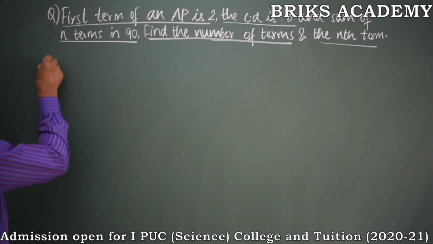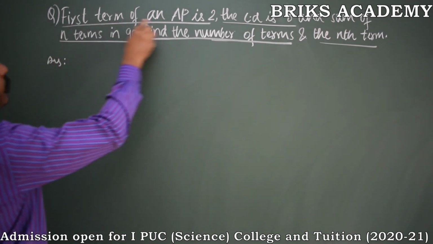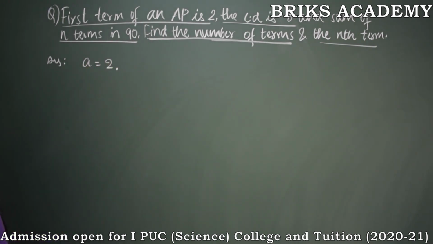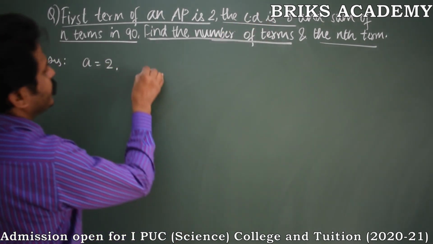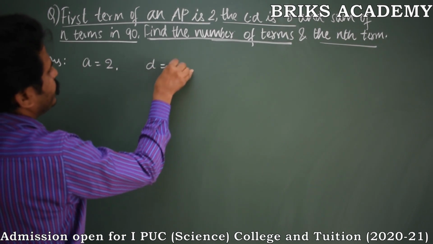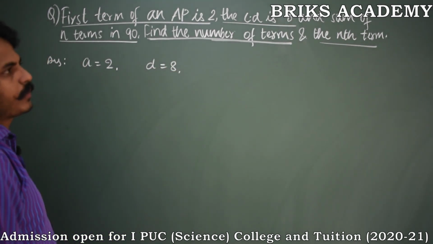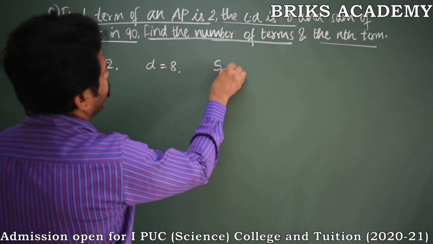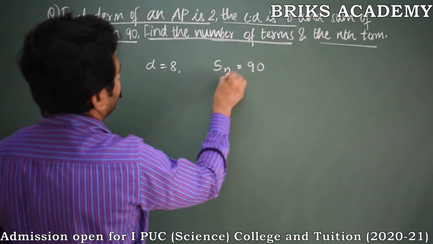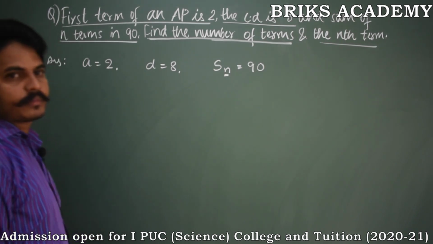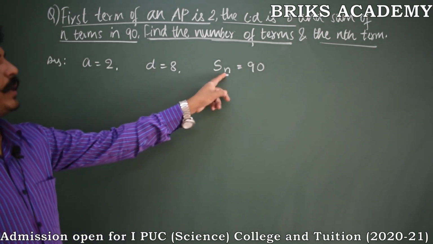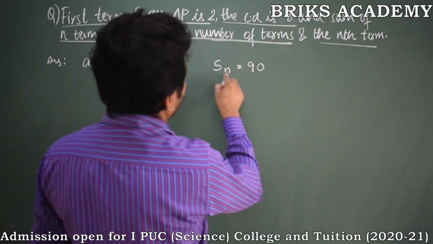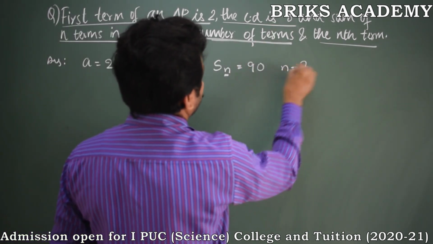First collect the data, whatever they have given. The first term of an AP is 2, that is a is 2. The common difference is 8, that is d is 8. The sum of n terms is 90. They didn't give n. They gave the sum of n terms is 90. Find the number of terms. Only n they ask you to find out.